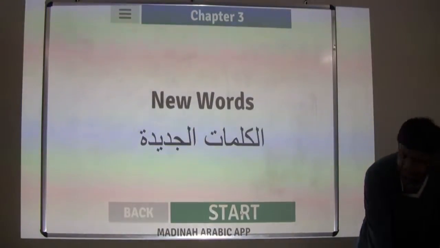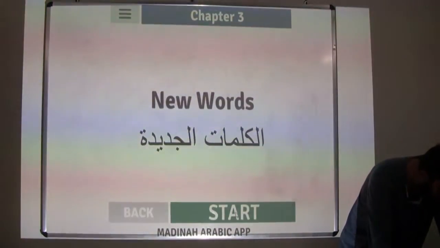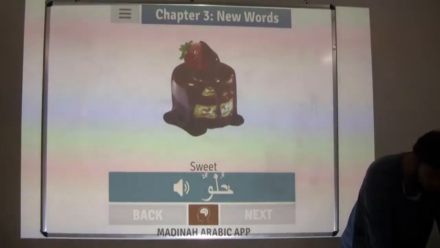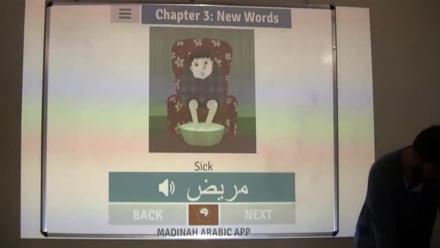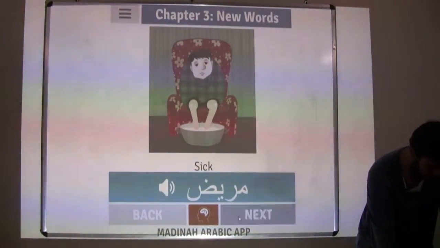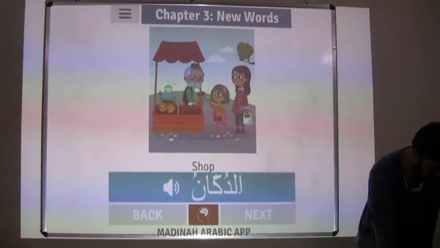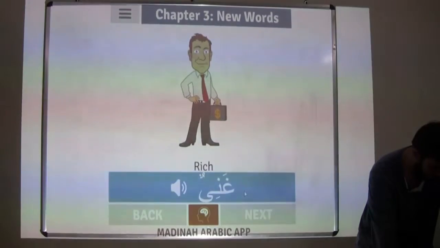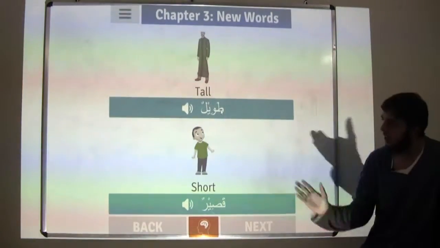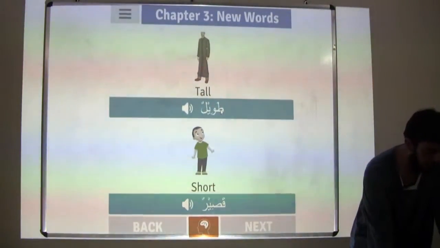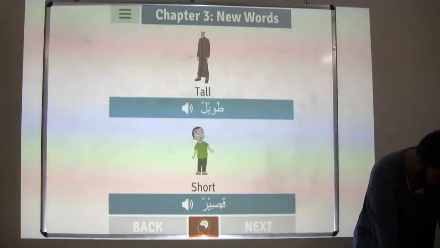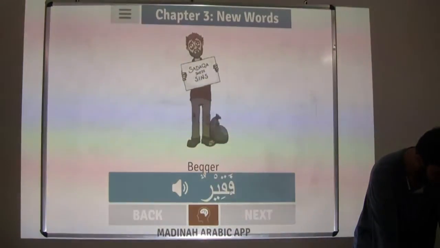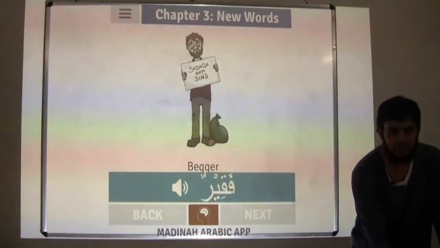Okay, so these are the new words that we have learnt in this chapter. حلو. Hulwan, sweet, as you can see. مريض. الدكان. غني. Okay. So here again we have another pair of opposites. طويل, Tawil means tall, and قصير. فقير. I think you know the word faqir, right? Fakir is an Urdu word.